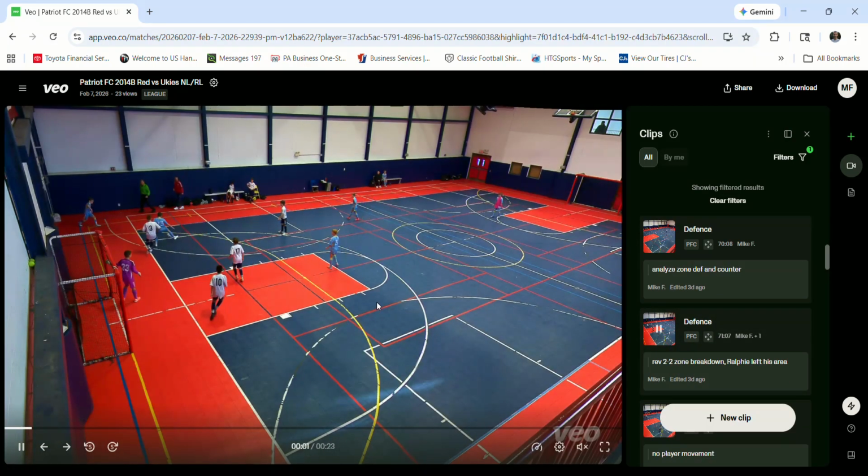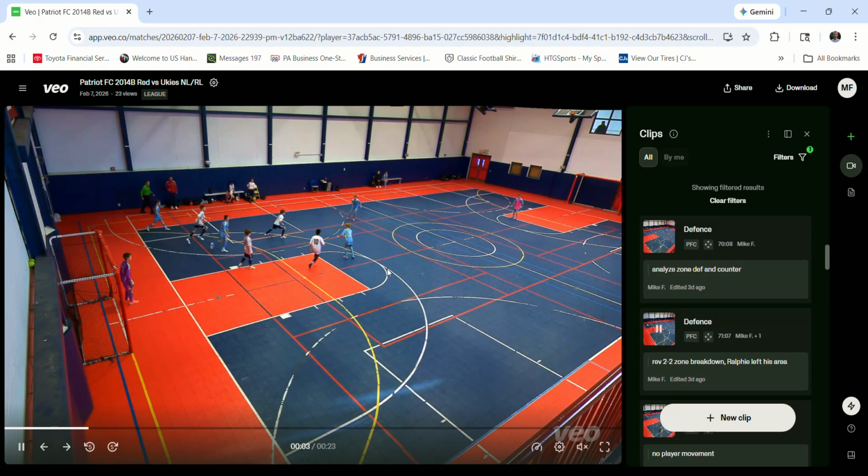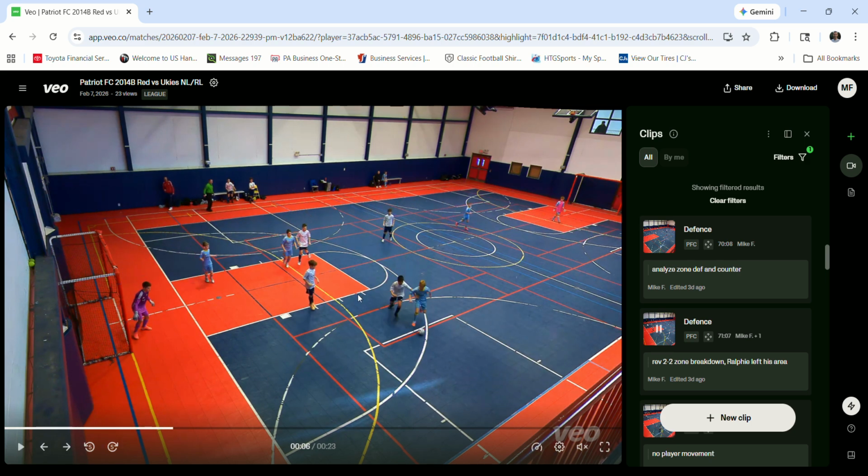So let's talk about this one. Again, we're in the 2-2. It's not the best zone to play in futsal, but it's the easiest to learn. That's a good foundation. A 1-2-1 zone makes the most sense if you're going to go zone, but the 2-2 is a good learning curve for us.